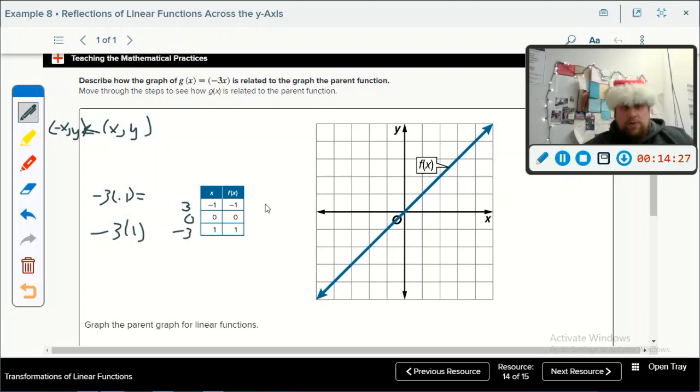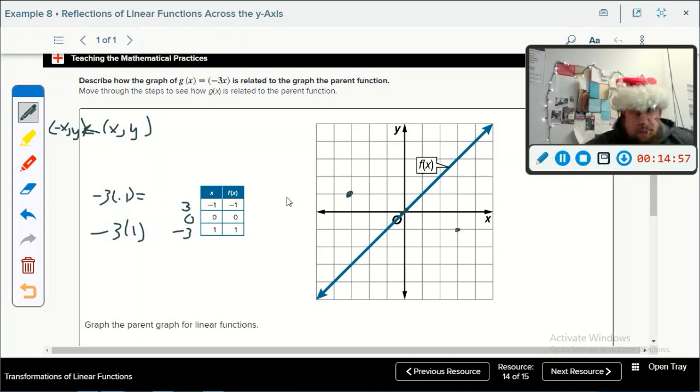So let's graph that, see what happens. We're going to end up with 3, -1. So 1, 2, 3, -1. Still got 0, 0. And then we're going to have -3, 1. -1, 2, 3, 1. Now what happened here is we flipped across the y and increased.